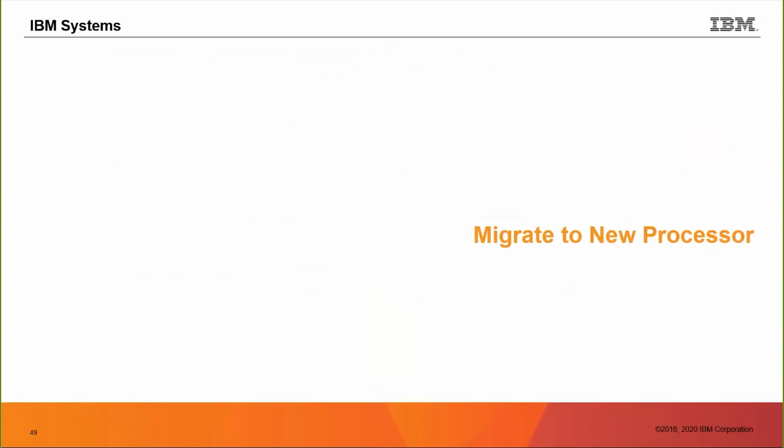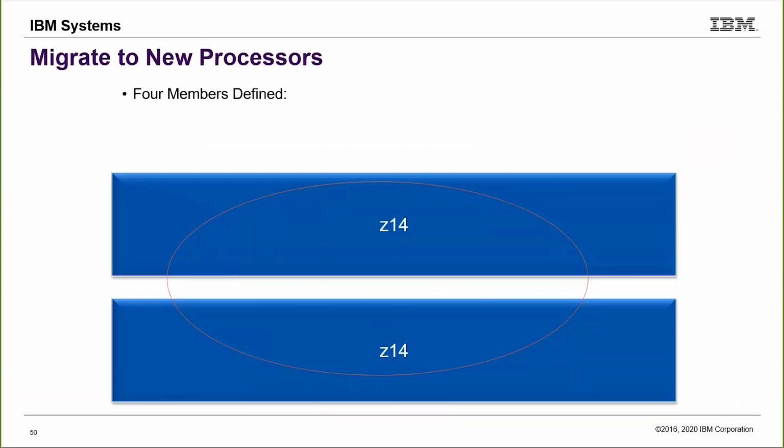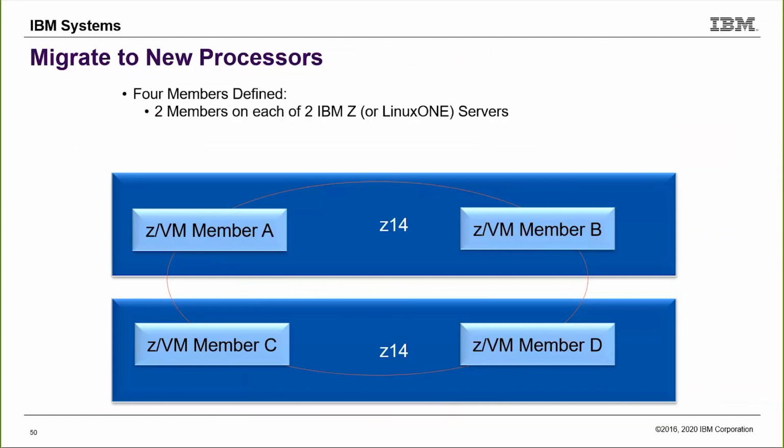And this one I think we also showed earlier, but I just want to walk through it again. So I have this idea that I want to bring in new Z15s, right? And so I'm going to have my 4 members here. For redundancy, I have redundancy in my hardware, so I have 2 Z14s, but then redundancy from a software perspective, I have 4 members, 2 on each of those Z14s.